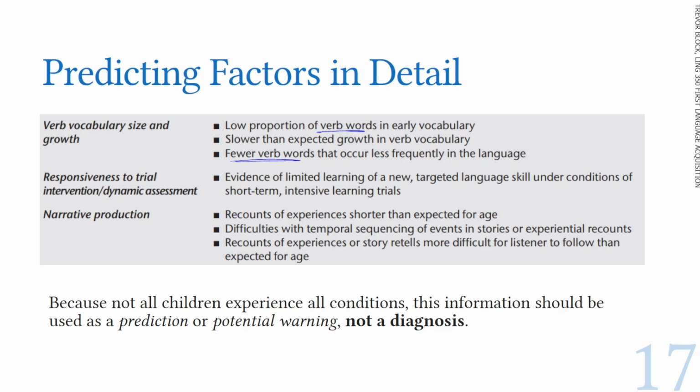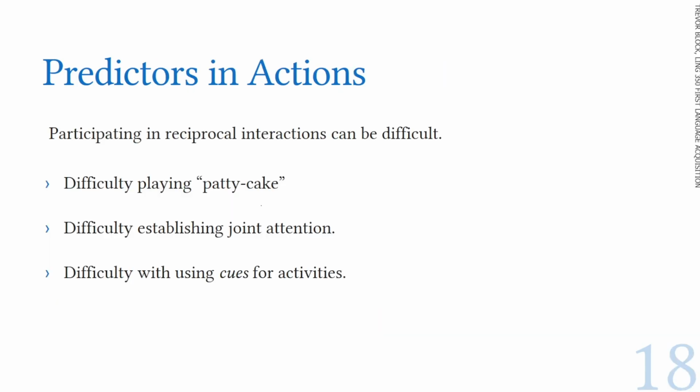In terms of narrative production, we talked about stories, but even with stories for children, it might be much shorter and less detailed than kids of their age, and they might have a lot of difficulties with understanding the time events of stories. So again, these are just some things, and remember, these are just indicators. They're predictions or warnings. These are not diagnoses. So children need to be evaluated using different types of language tests, and we'll see an example at the end.